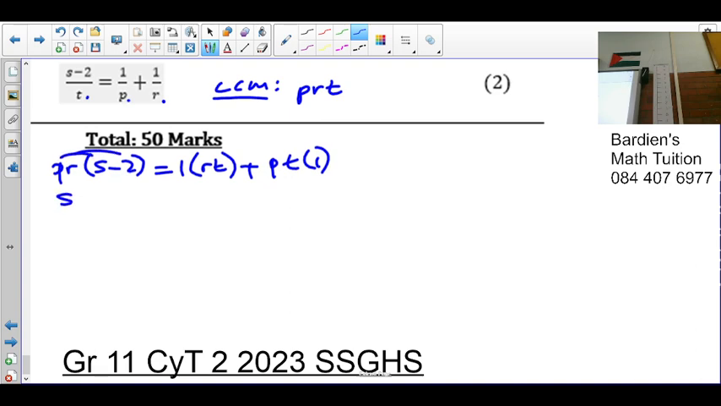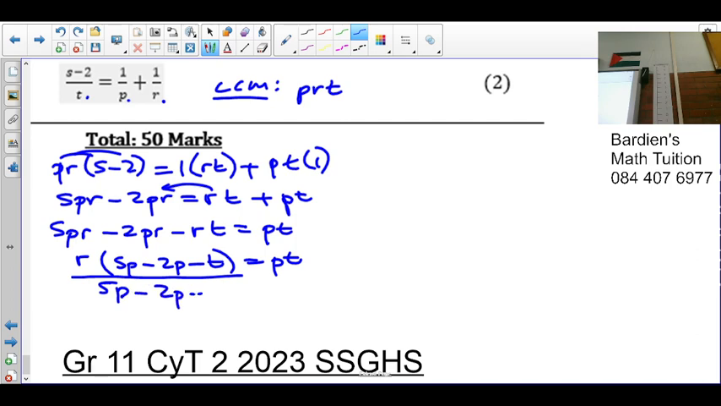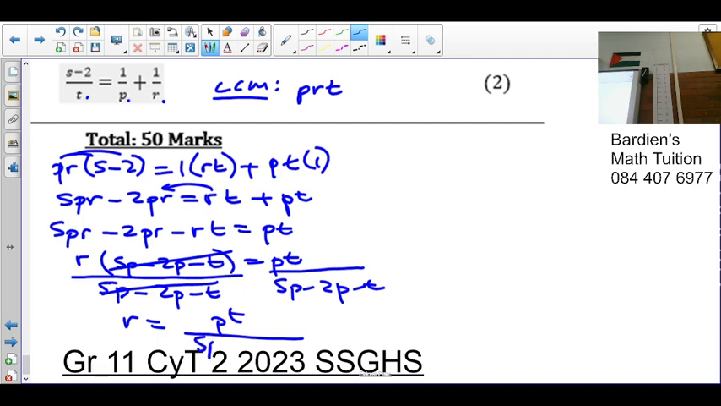I'm going to get SPR minus 2PR equals RT plus PT. Since we want to calculate R, I take all the terms of R to one side. So it's SPR minus 2PR minus RT equals PT. We're going to take out the common factor of R. So it's SP minus 2P minus T is equal to PT. Now I divide by SP minus 2P minus T on both sides, and of course that cancels. So R is equal to PT over SP minus 2P minus T. Okay? R is the subject of the formula.